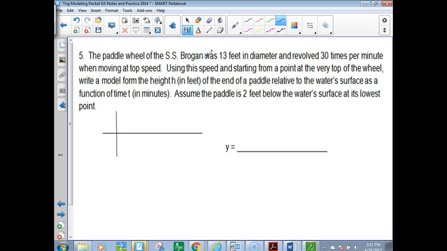Paddle wheel of the SS Brogan was 13 feet in diameter. Okay, guys, I know it's late. Let's think about what these things are saying, though. What's this going to be? Does anybody know what a paddle wheel was? I had some kids ask me last hour. Now, I know it's part of history, but there's still some around in places.